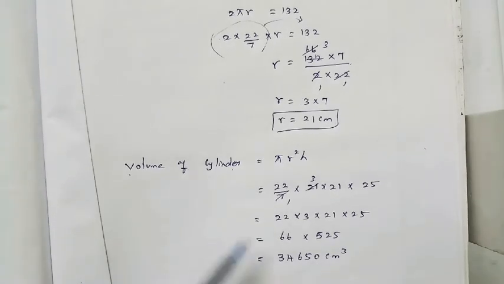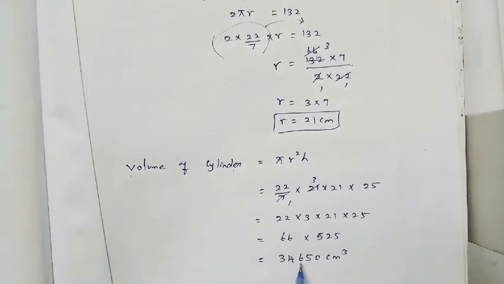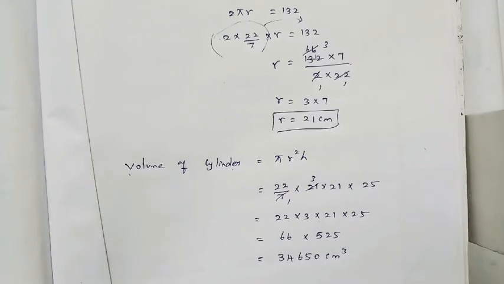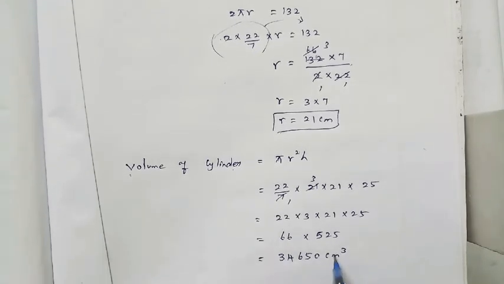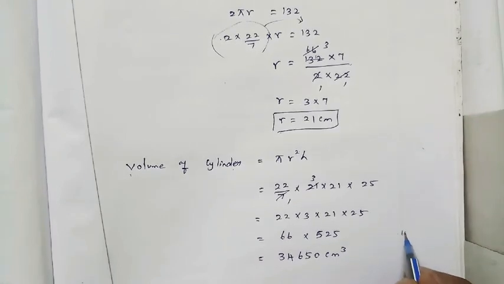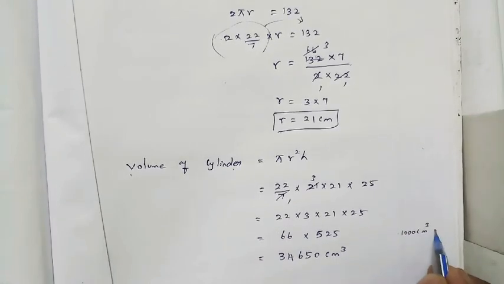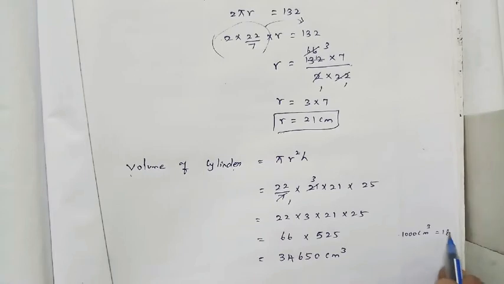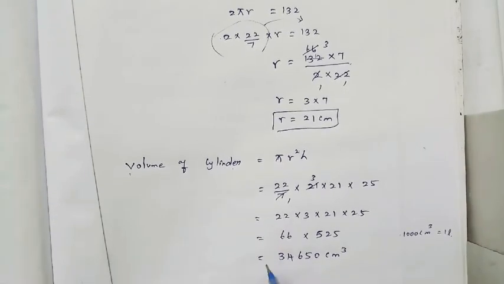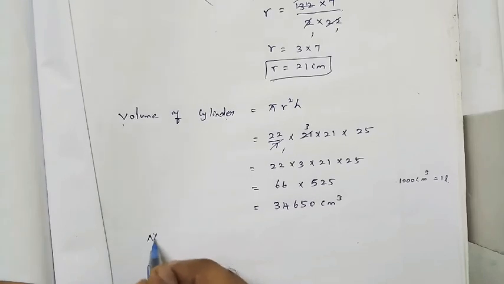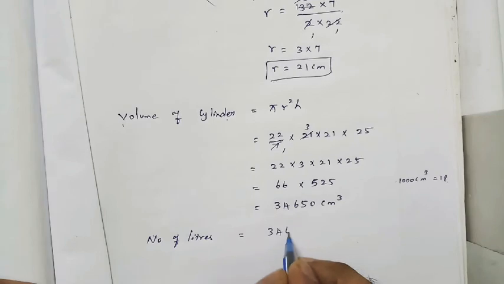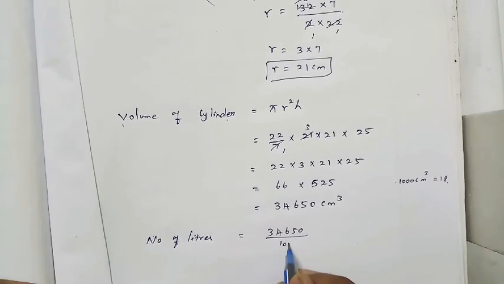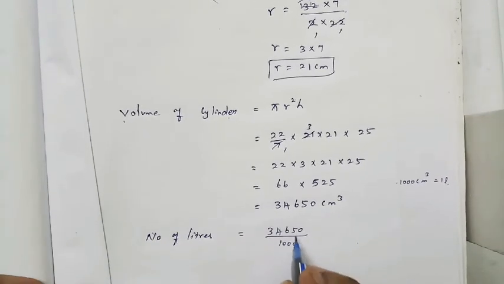But see, that we have found. Volume of water is nothing but 34,650 centimeter cube, right? But they ask you to find it in terms of liter, right? In terms of liter. So it is now in terms of centimeter cube. We already know that 1000 centimeter cube is equal to 1 liter, right? So for conversion we have to divide. Number of liters is equal to 34650 divided by 1000. Conversion, right? Divided by 1000, zero gets cancelled.